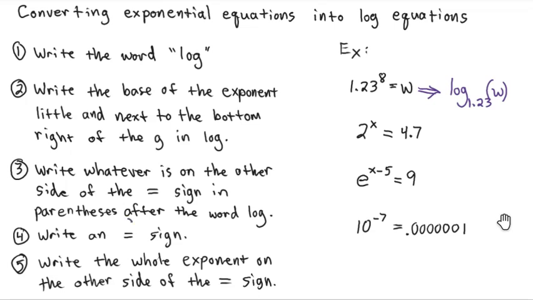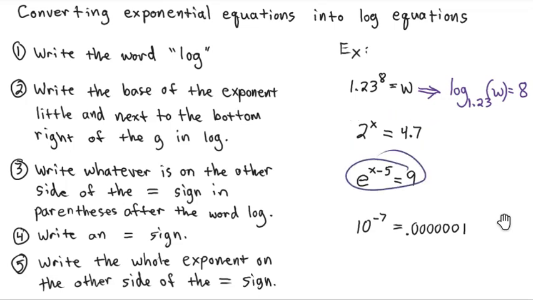And then it says write an equal sign. So I'll put an equal sign here. Got to squeeze it in there. And then it says write the whole exponent on the other side of the equal sign. What is the exponent? The exponent is 8, so I'm going to write an 8. And sure enough, here's our logarithmic equation. So log base 1.23 of w equals 8 is the same thing as 1.23 to the 8th power is equal to w.